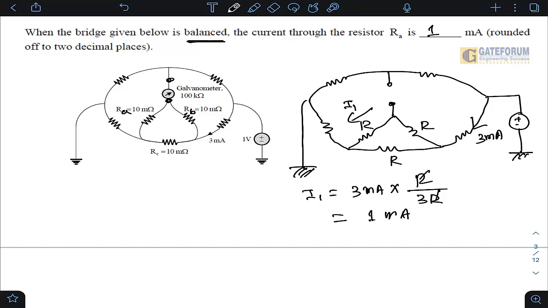Once the idea strikes your mind that the galvanometer has to be replaced by open circuits, this is not even a 5-second job. So the answer is 1 for this. Very simple and straightforward problem.